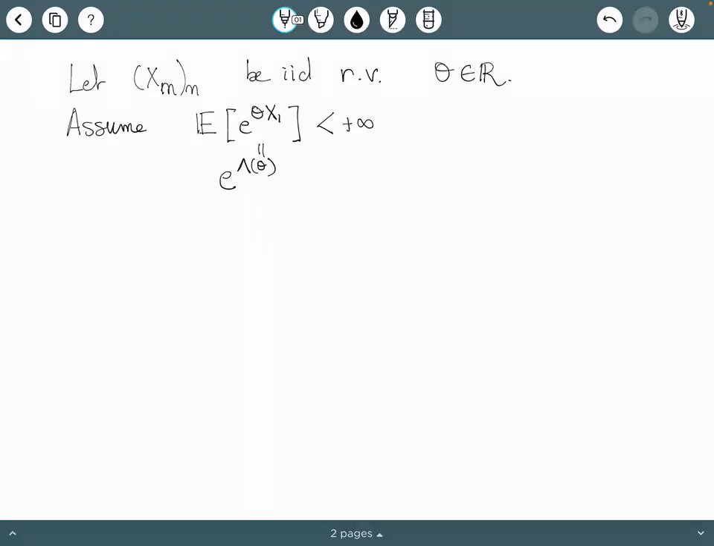And I consider now, for n at least zero, this Mn, which is equal to the exponential of theta Sn, where Sn was the previous martingale, minus (n+1) lambda of theta. Okay. And I claim that this Mn is a martingale.